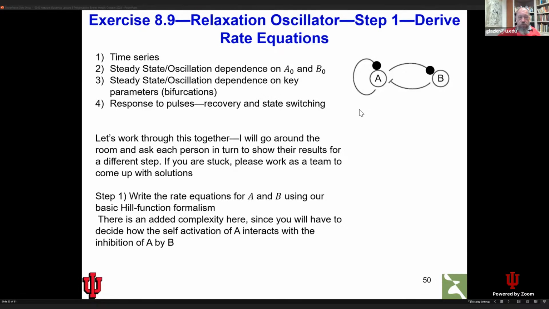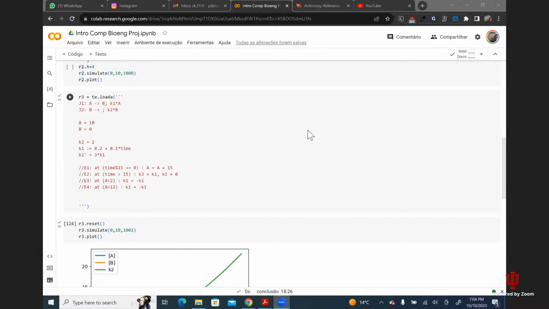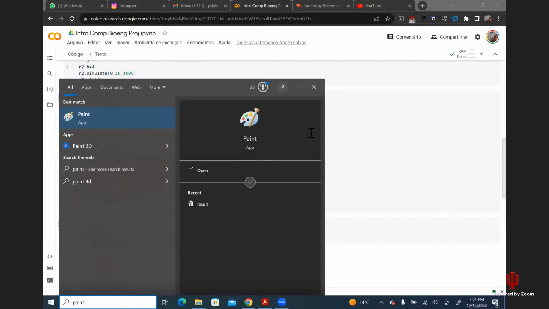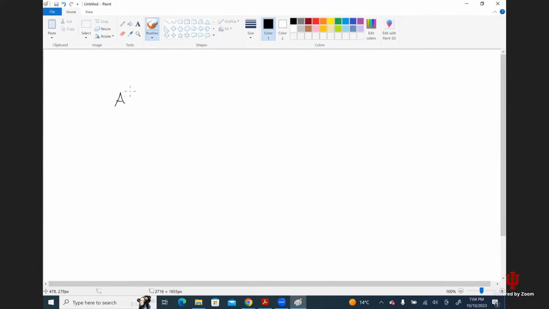Is it clear what I would like you to do? You're going to write two equations, dA by dt equals something, dB by dt equals something. And they're going to be based on Hill functions of the kind we talked about, based on this diagram. And may I make a suggestion? My suggestion is write the equation for B first, because it's simpler. So what I mean by promoter is the Hill equation, the ascending Hill equation. And what I mean by inhibitor is the descending Hill equation.